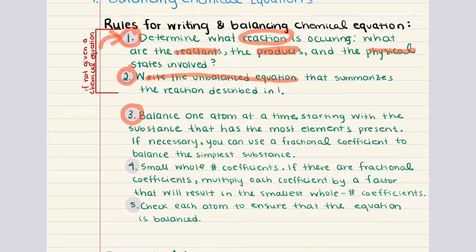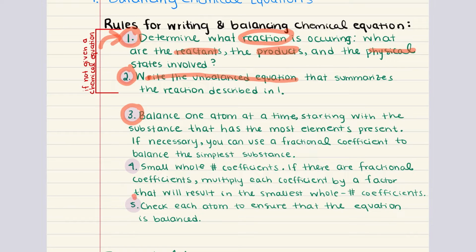Step 3 says balance one atom at a time, starting with the substance that has the most elements present. Save the simplest substances, such as uncombined elements, for last. If necessary in this first step, you can use a fractional coefficient to balance the simplest substance. Step 2, though, says, remember, we usually prefer to use the smallest whole number coefficients. So if there are any fractional coefficients that you used in step 1, now is the time to multiply each coefficient by a factor that will result in the smallest whole number coefficient.